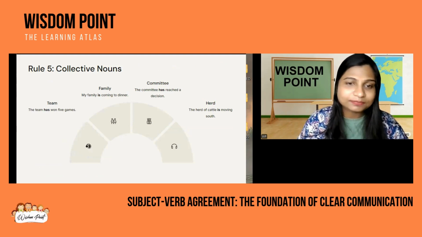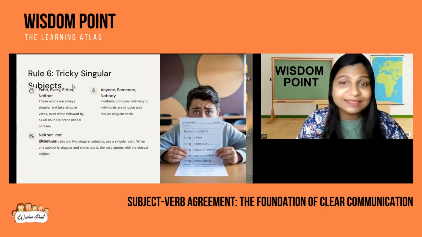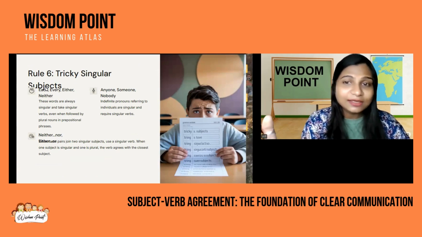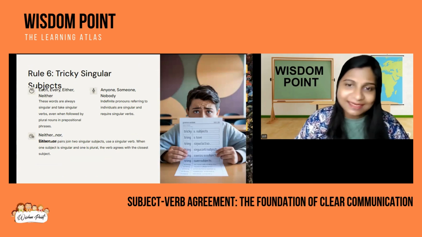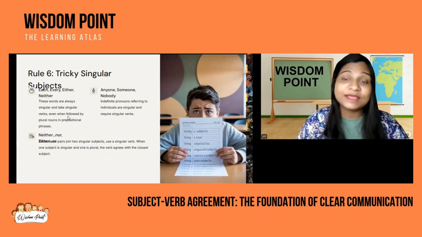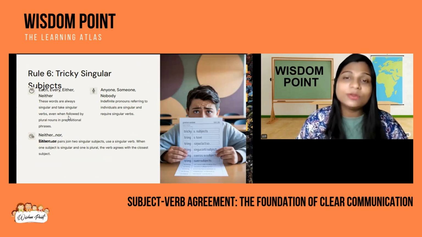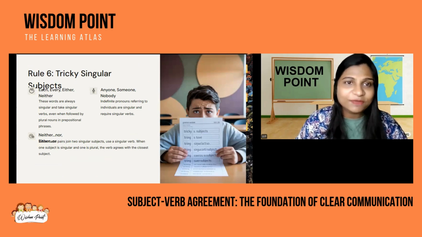Moving ahead with tricky singular subject. This is tricky, okay? So if you have each, every, either, neither, anyone, someone, no one in your sentence, that means it's a tricky singular. Now, tricky singulars are always singular. So please remember the same. Let me give you an example.